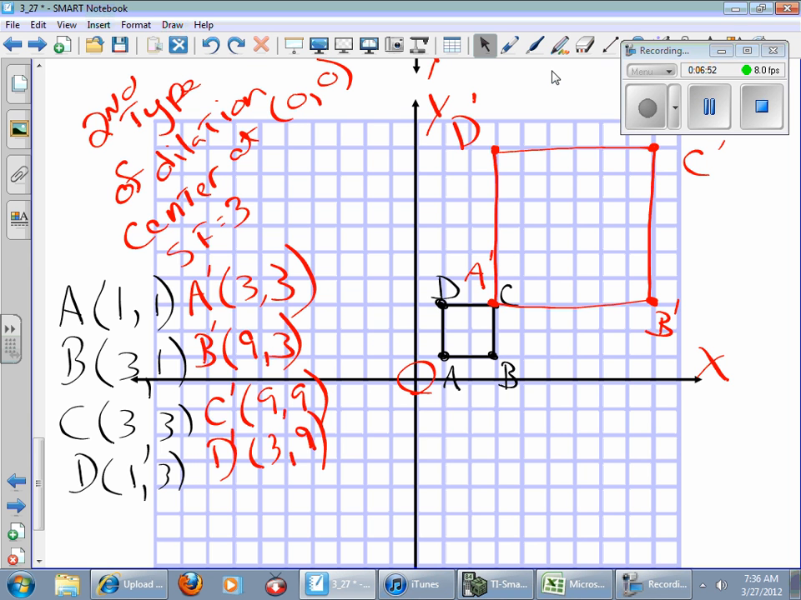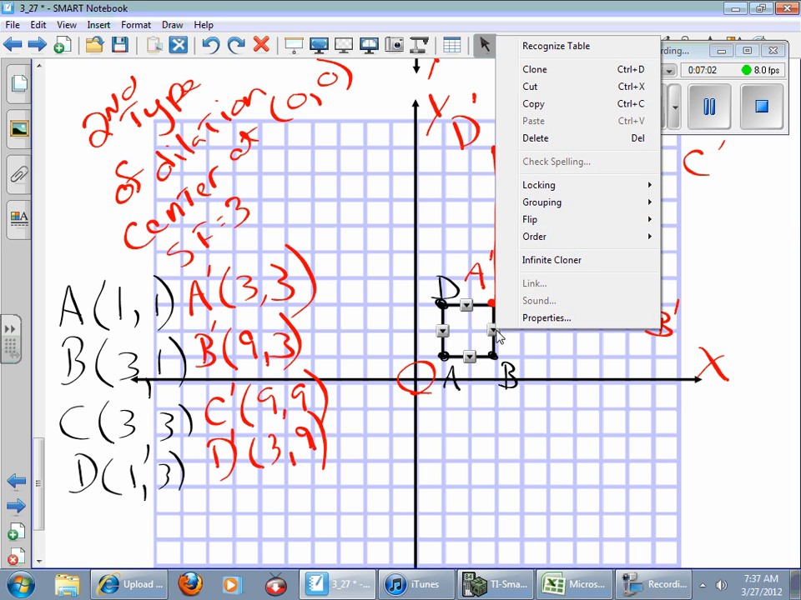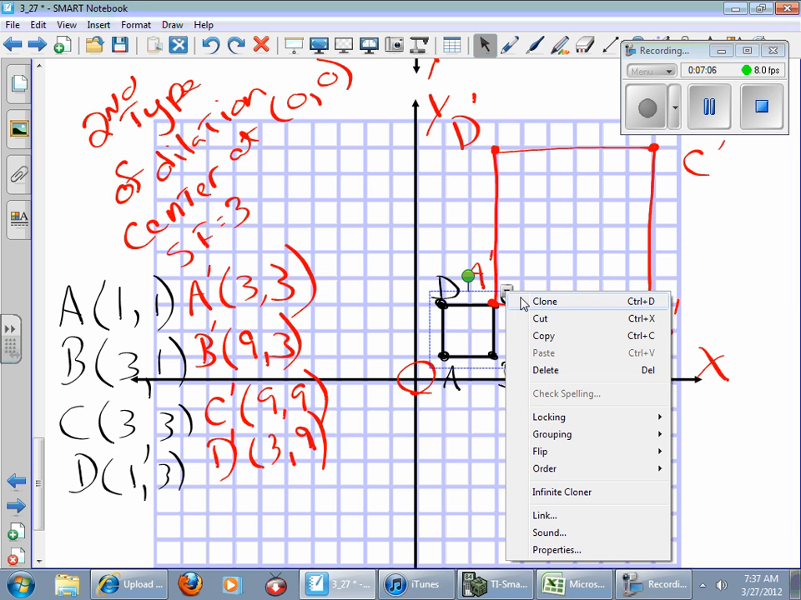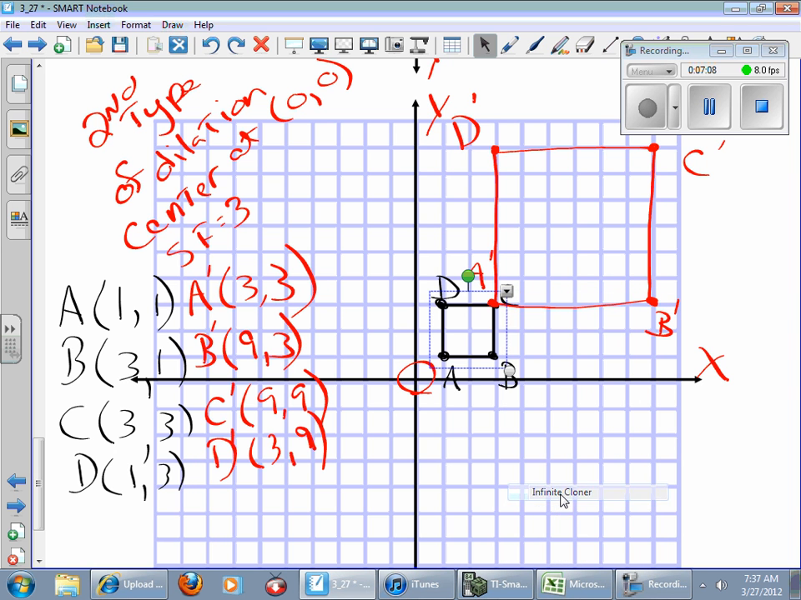Let me just see something here. Are these all connected? Let me connect all these and try something here. I think this is going to work out cool. Okay, let me group them together, and I'm going to clone this infinitely. Yeah, look at this.